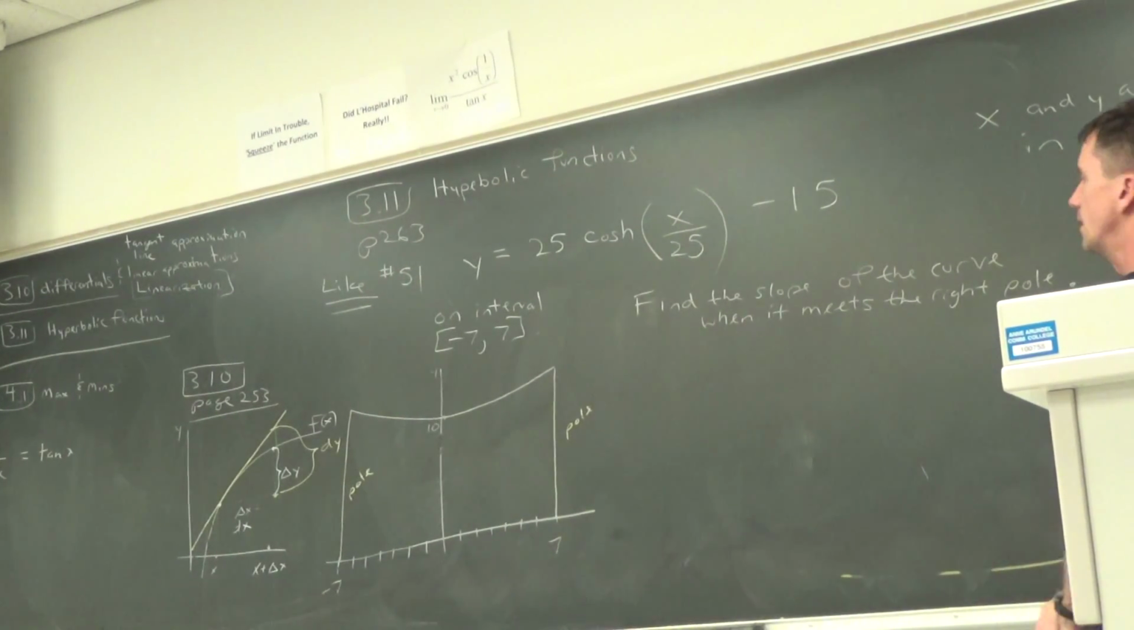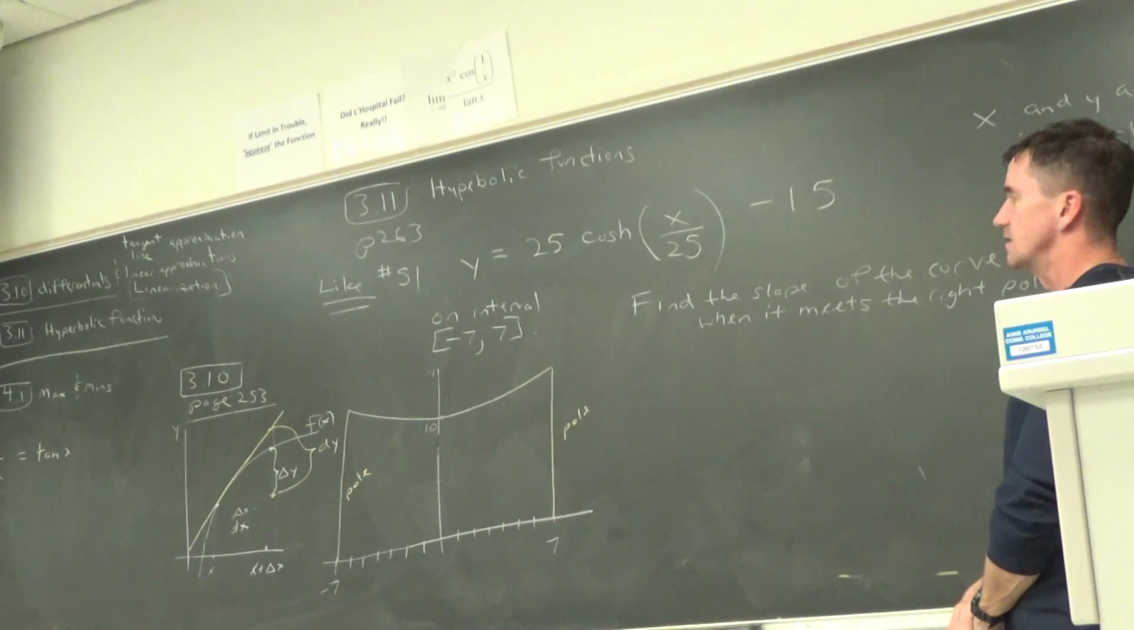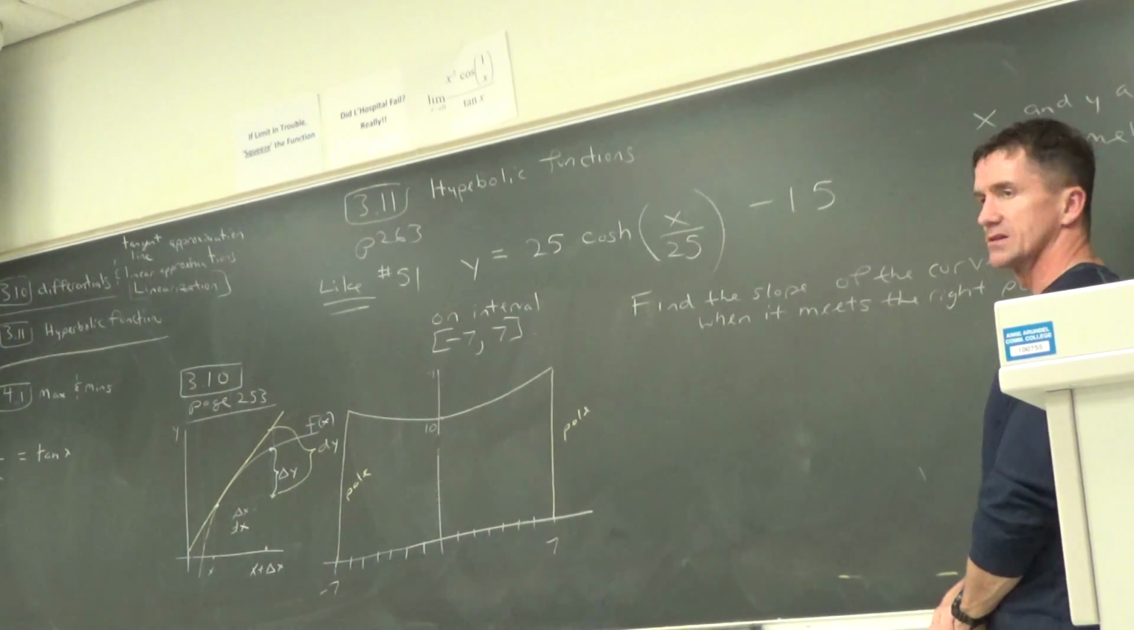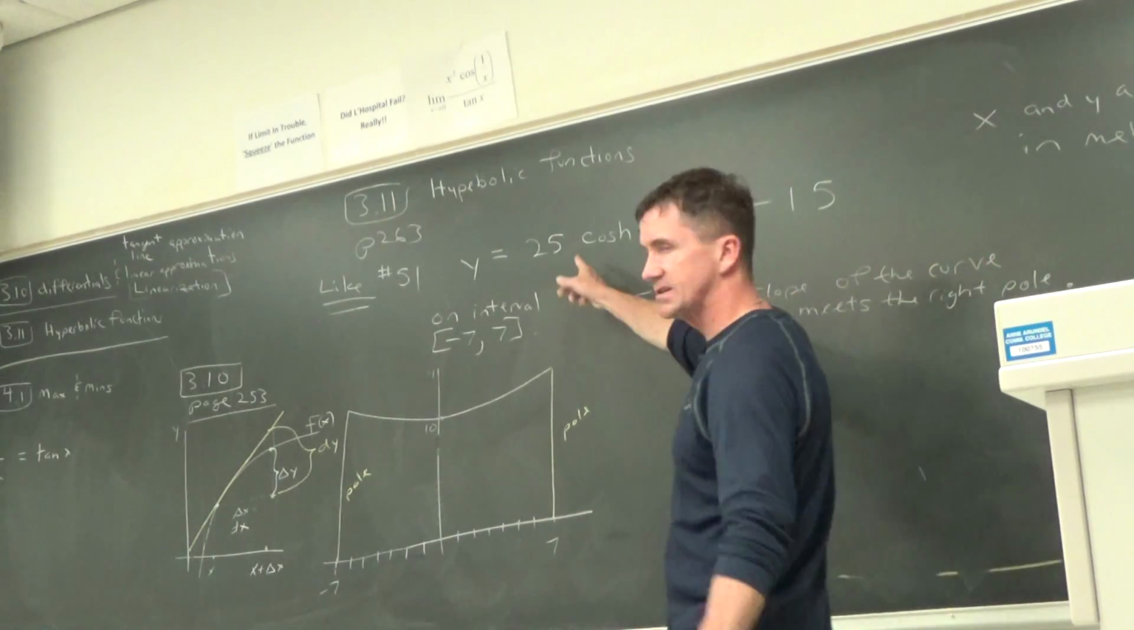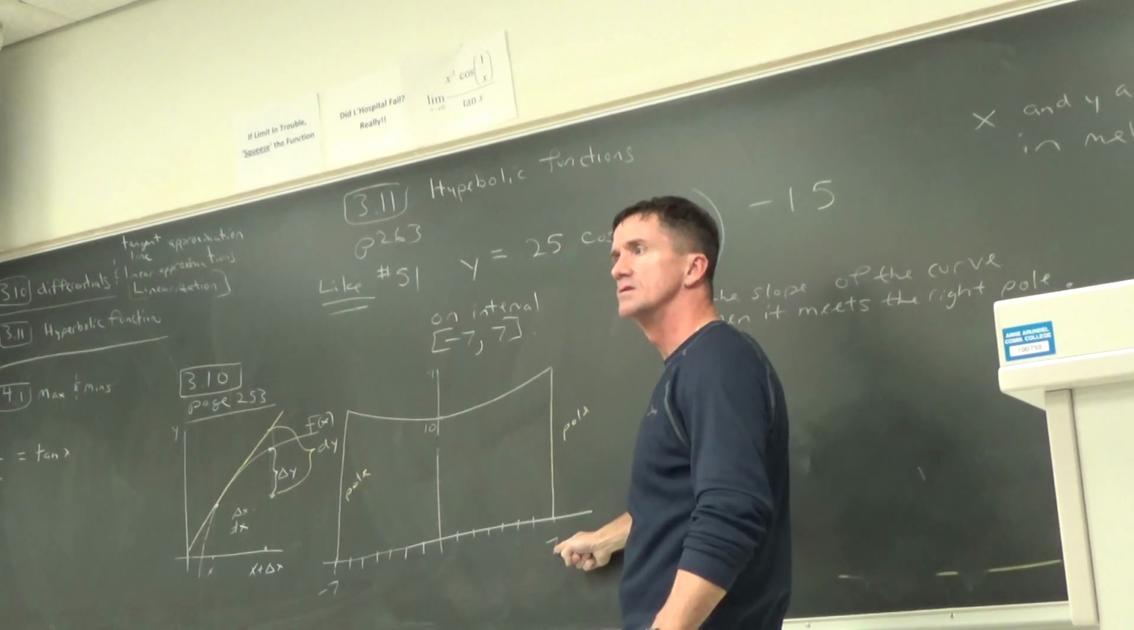How do we find the slope of tangent lines in calculus? Take the derivative of the original function. So to answer this question, we're going to take the derivative of this function, and then we're going to substitute what value? 7. Agree?